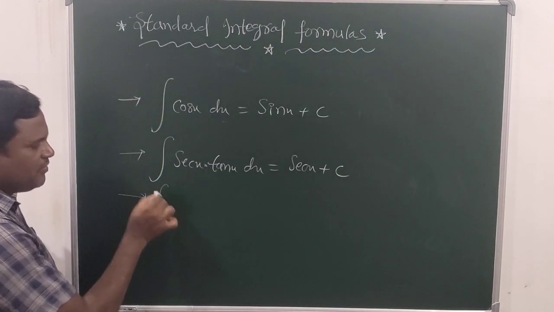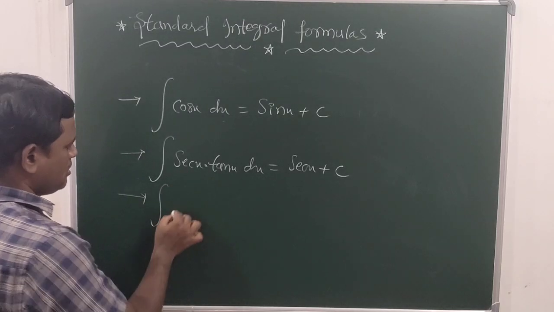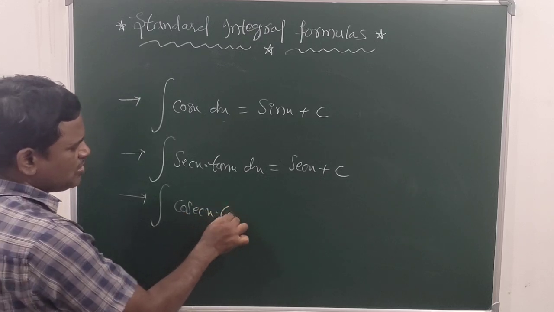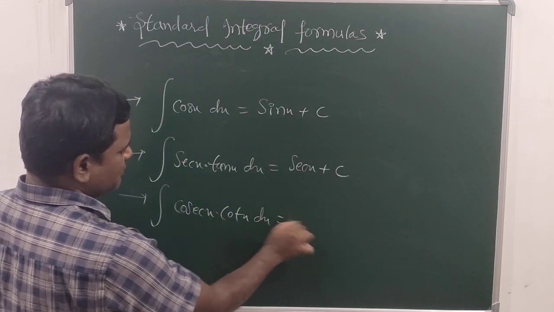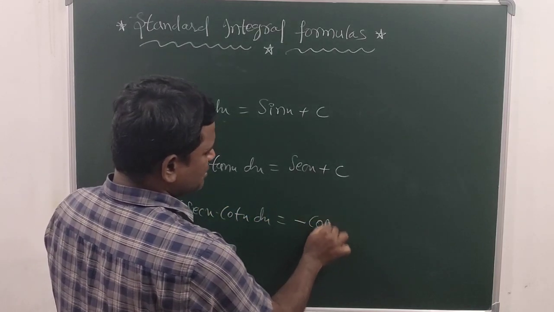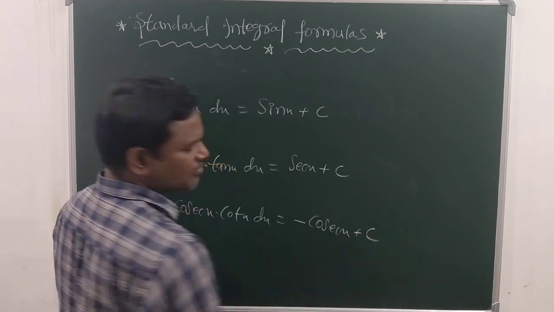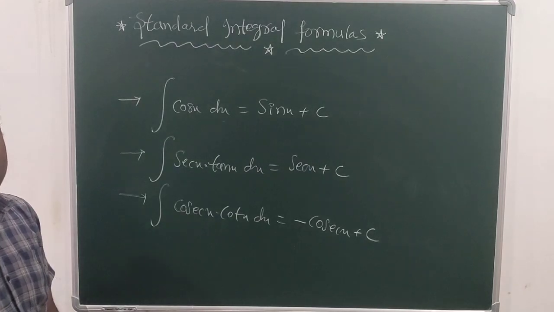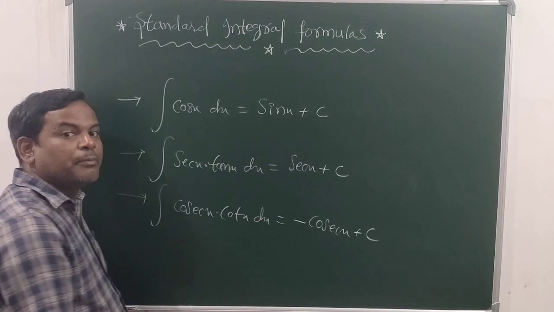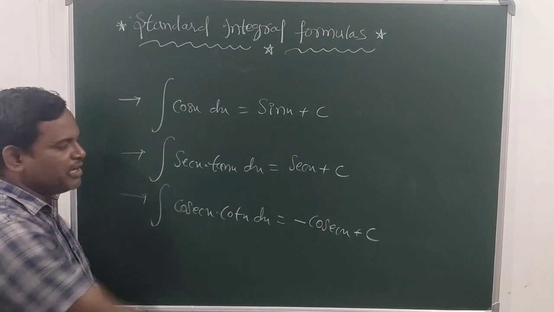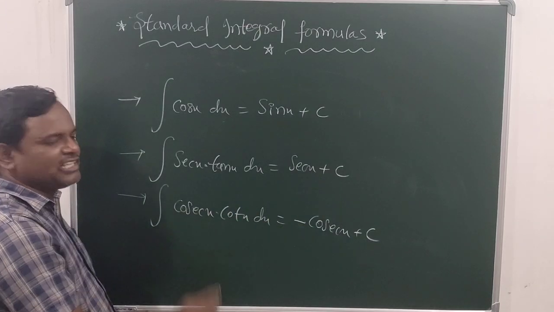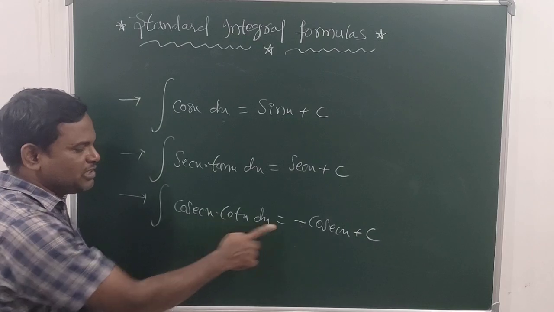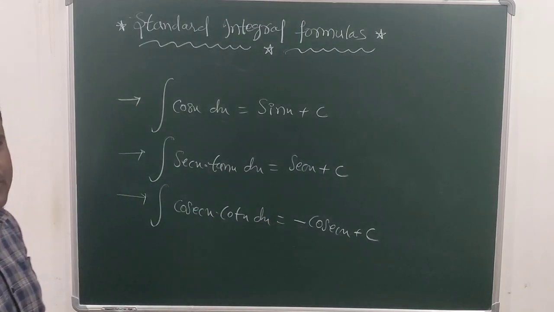And the integral of cosec x into cot x dx is equal to minus cosec x plus c. Because if you evaluate the derivative of this, you will get this. What is the derivative of cosec x? Minus cosec x into cot x. Minus into minus gives plus. You are getting this now. Hence, the integral of cosec x into cot x is minus cosec x plus c.